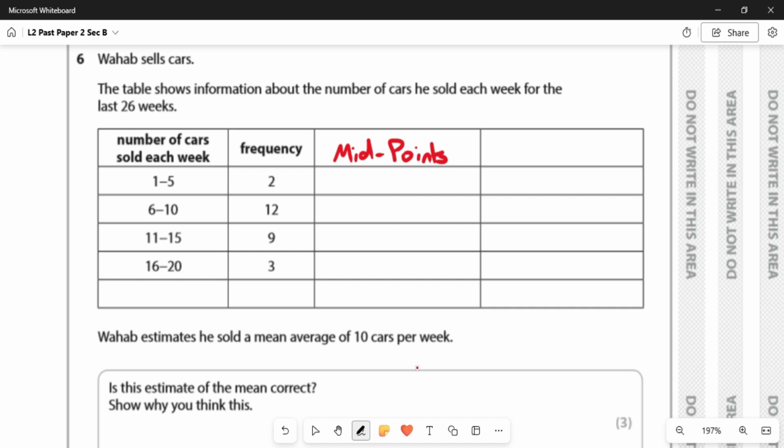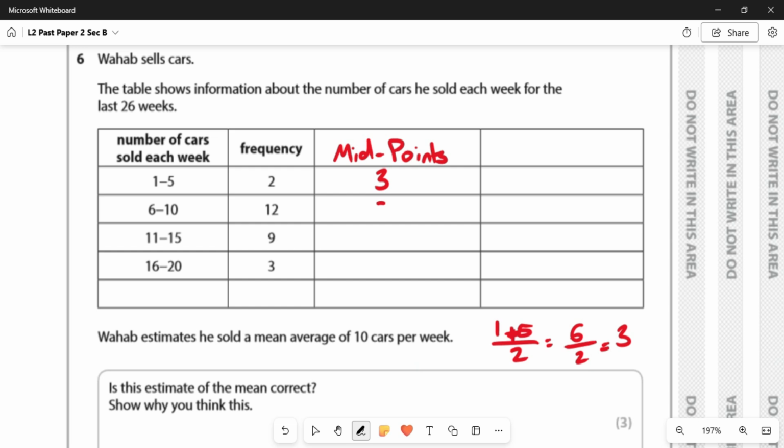And if you're not sure, what I would recommend is if you add these two together separately, so on the side or just somewhere here, add them two together and halve it. So obviously that's 6 divided by 2, which is 3. Yes, so the first one, midpoint is 3. Do the same for the second one. You could probably do it in your head.